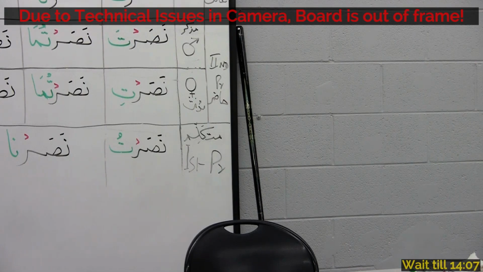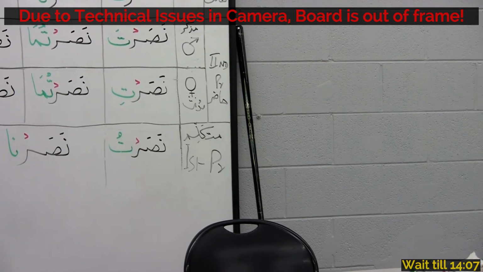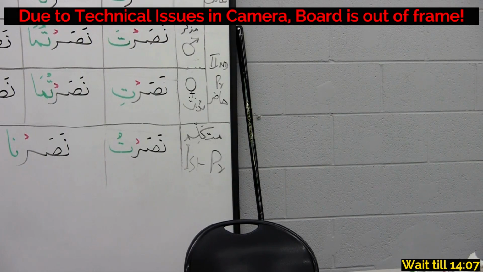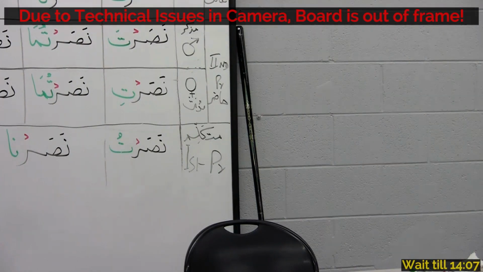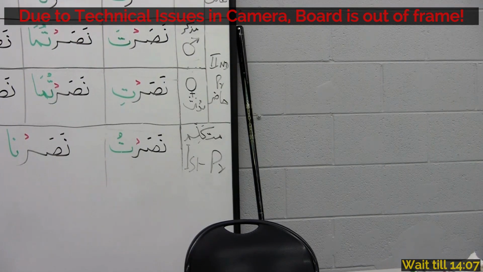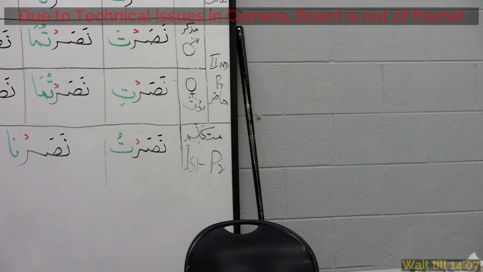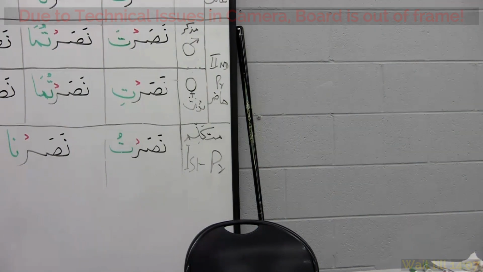The classical arrangement is verb, fi'l, then fa'il, doer, and then maf'ul, victim. Fi'l, verb, fa'il, doer of that act, and maf'ul, victim of that act. Victim, what you say, subject to? Subject and object, you can say.